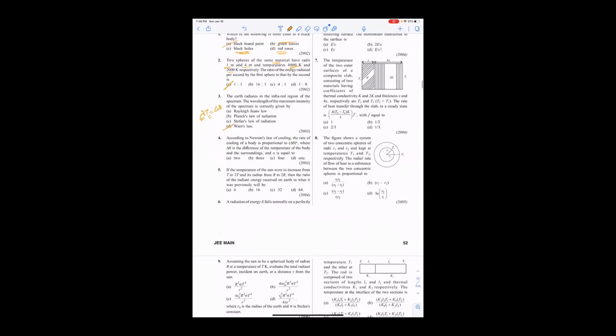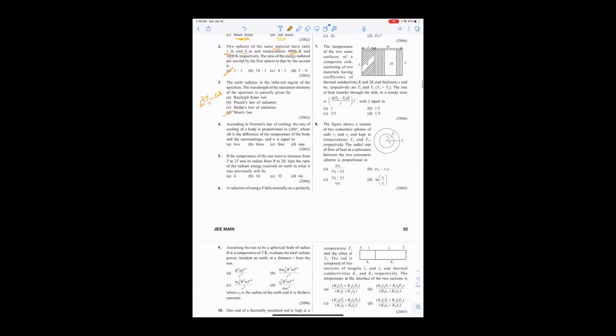Just a direct question. According to Newton's law of cooling, the rate of cooling of a body is proportional to delta theta power n, where delta theta is the difference of temperature of the body and the surroundings. n is equal to? So in Newton's law of cooling, normally Q dot is sigma A T power 4, right? In Newton's law of cooling, we get it as 4 sigma A T naught cube into delta T, that is T surrounding minus T naught, or T naught minus T surroundings.